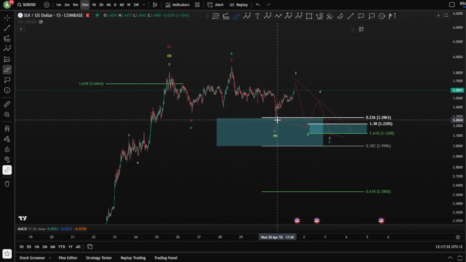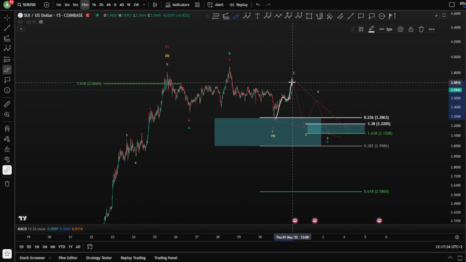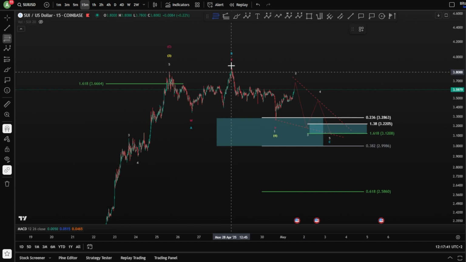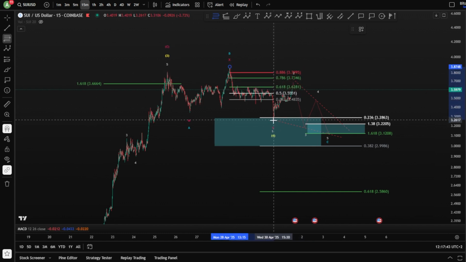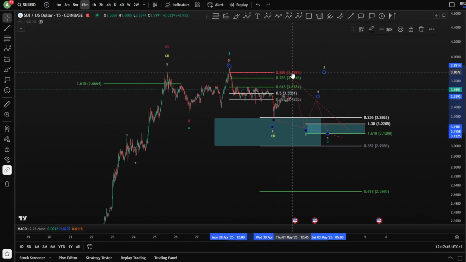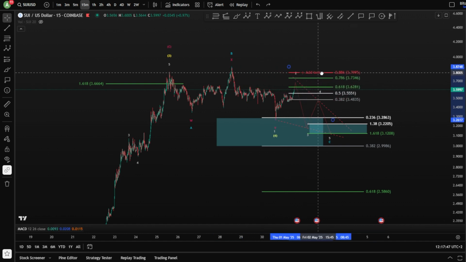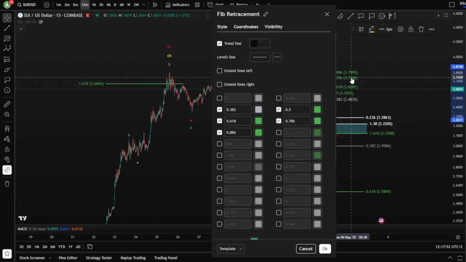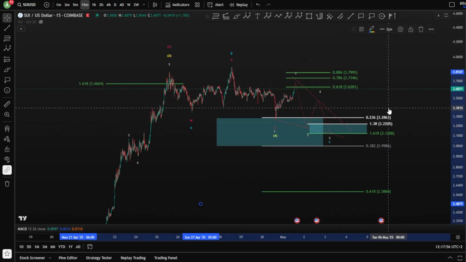I'm still experimenting, of course, whether this correction is a wave 2, or if it is a double 1-2 in a 3, 4, and a 5. Of course, the targets of a wave 2 can reach even the 0.886. Yeah, so it can reach the 0.886 as a wave 2 in a diagonal. So these are the possibilities that you might have until here.